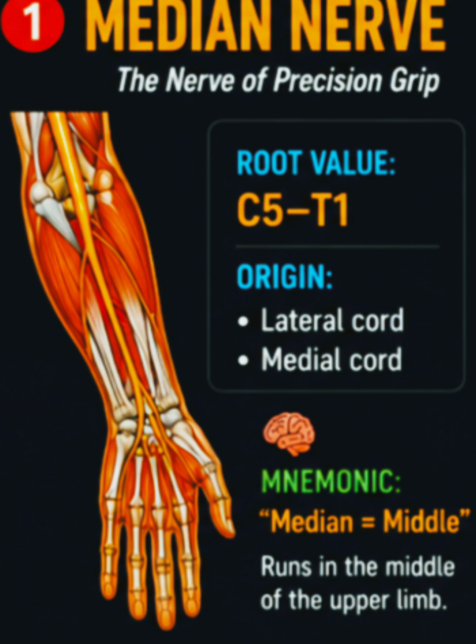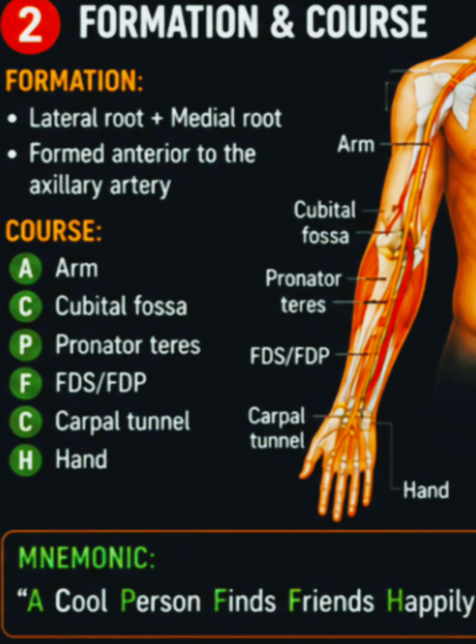Let's begin. The median nerve is known as the nerve of precision grip. It is formed by contributions from both the lateral and medial cords of the brachial plexus, with a root value of C5 to T1. A simple way to remember it is median means middle, because it travels in the middle of the upper limb.